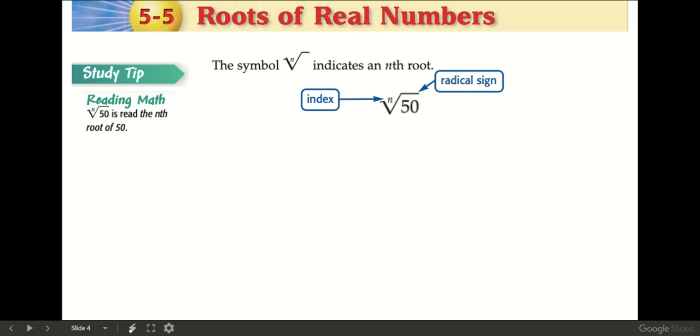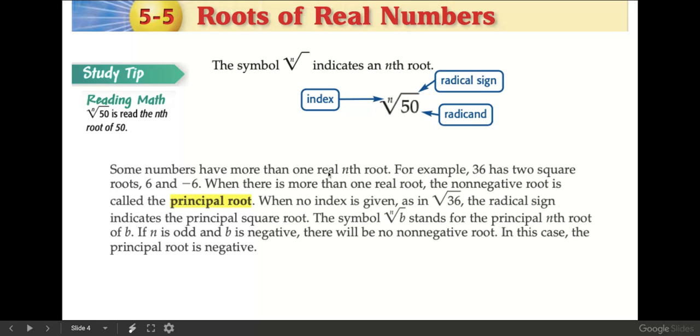That's the radical sign. And the radicand is what you're taking the radical of, right? So the radicand in this situation would be 50. The index would be n, and obviously you have the radical sign there. So some numbers have more than one real nth root.